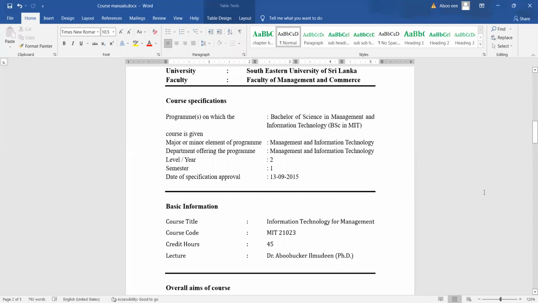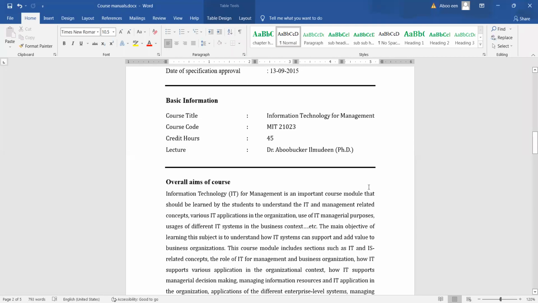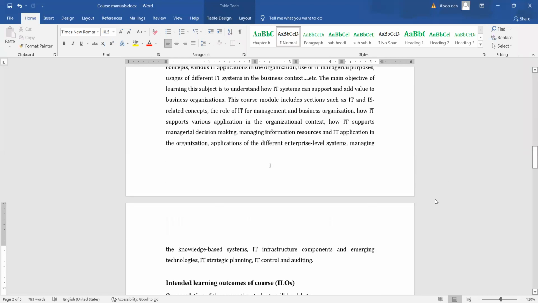It's in your degree program, and it's a major. I mean, the major and minor elements of this subject are management and information technology. It's in your second year, semester 1, and the subject in charge is myself, Dr. Ilmuddin, attached to the Department of MIT, senior lecturer.